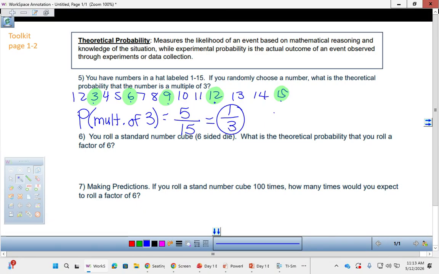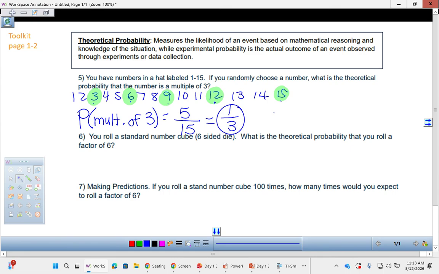That's theoretical probability. So the next example, which I believe is on the next page of your packet, toolkit page 2, says you roll a standard number cube, which is a fancy way of saying a dice, right? Like you roll a 6-sided die. What is the theoretical probability you get a factor of 6? This is not an experiment. If this was an experiment, I would have a list of results. Like I would have 2, 3, 7, 6, 1, 2, like actual outcomes people got when they rolled a dice. That's experiment. This is theoretical.